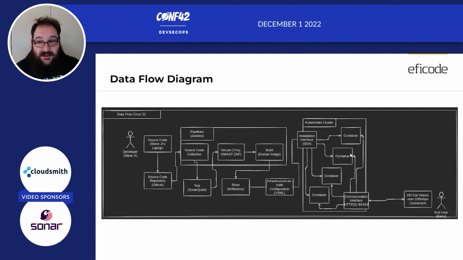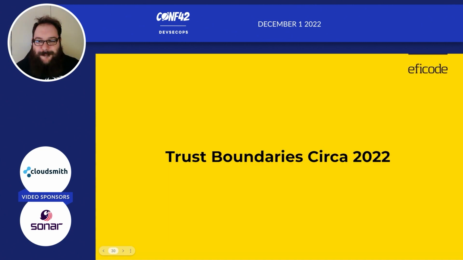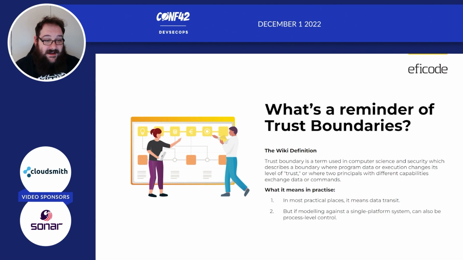Containers, which contain the workloads and a communication interface, and now our end user, 23 years later, Barry, is able to enjoy extremely HD cat videos over a 100 megabit connection, so he's extremely happy with this. The trust boundaries in 2022 are exactly the same. Now, this slide, if you're wondering, is actually exactly the same slide as I showed in the trust boundaries for 99. The reason for this is it's going out as a video, so I want people to have the reference nearby in case they are going back and forward.